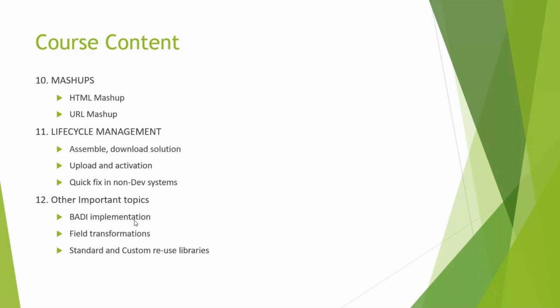And then field transformation, this is also one of the important topics. Let's say in the UI you want to get the logged-in user's org unit or sales unit on the UI screen. Those types of things we can do in a field transformation. We will go through that once the course starts. And then we have standard and custom reuse libraries.